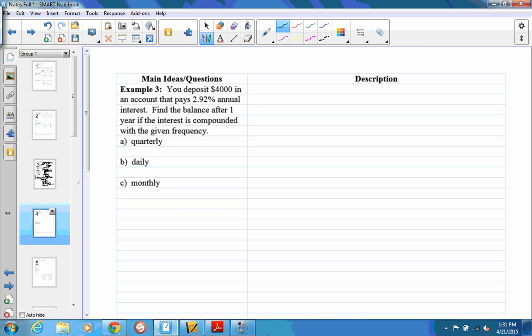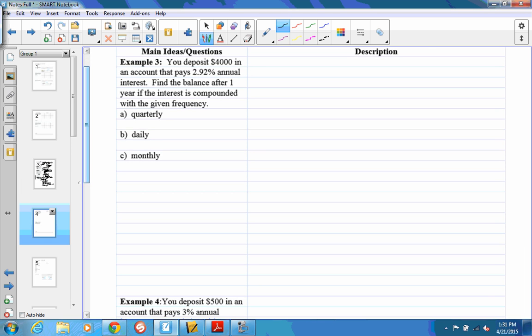Okay. Good. You deposit $4,000 in an account that pays 2.92% annual interest.